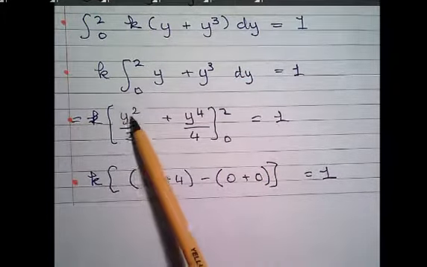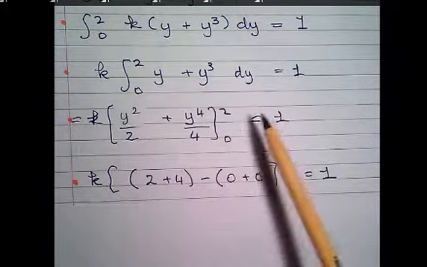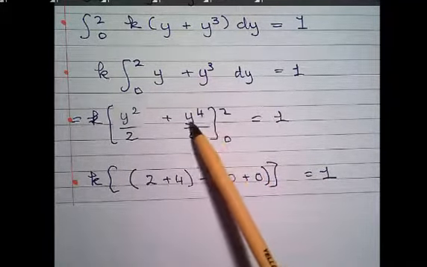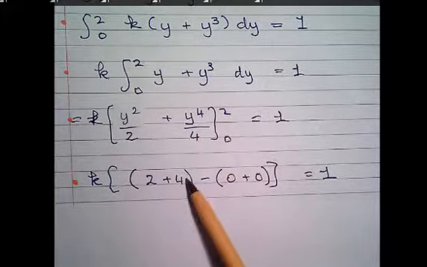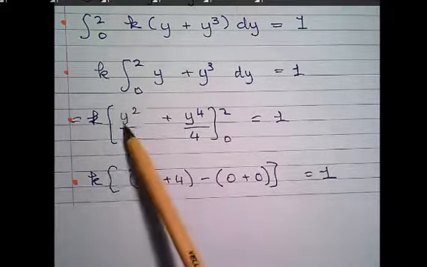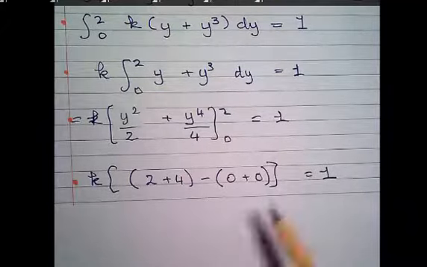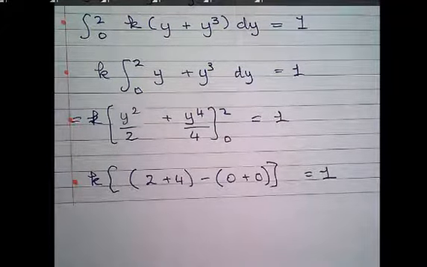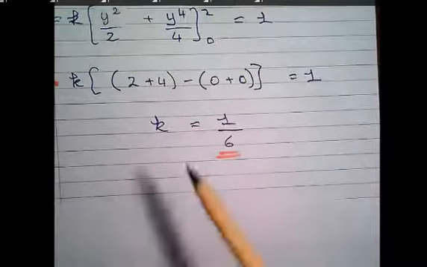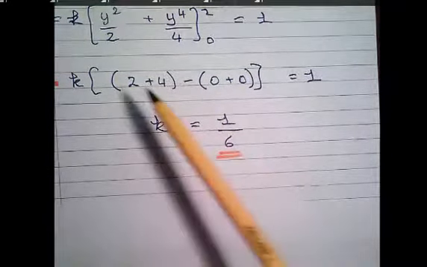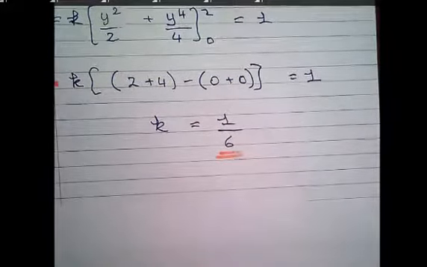So when we let y equal 2, 2 squared over 2 is 2. When we let y equal 2, y to the power of 4 is 16. 16 divided by 4 is 4. So we have 2 plus 4. When we let y equal 0 there, it's 0. So in this case, 0 and 0. But you just have to double check, okay? So when we work that out, we add that up to be 6 minus 0, which is 6. So 6 times k is equal to 1. Therefore, k is equal to 1/6.